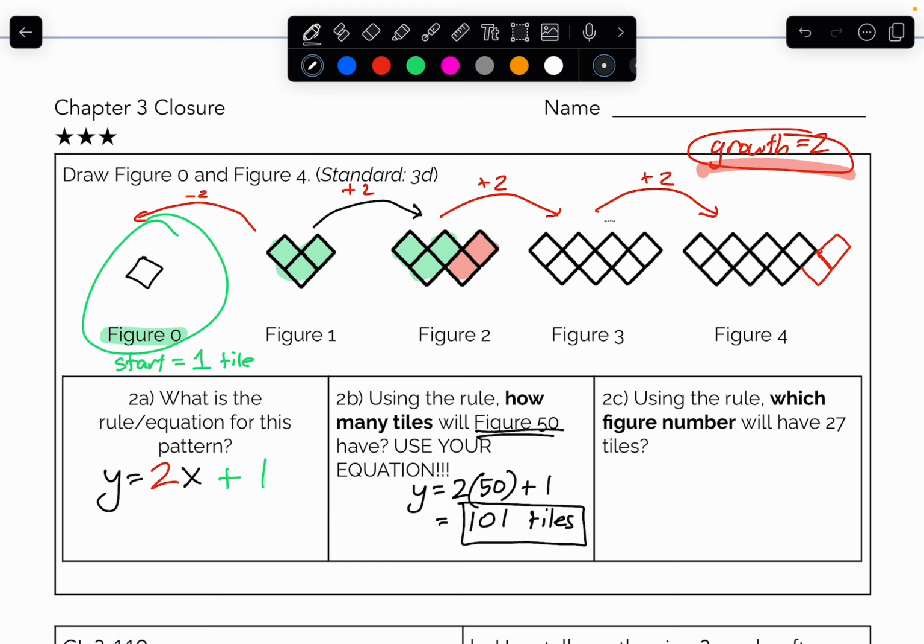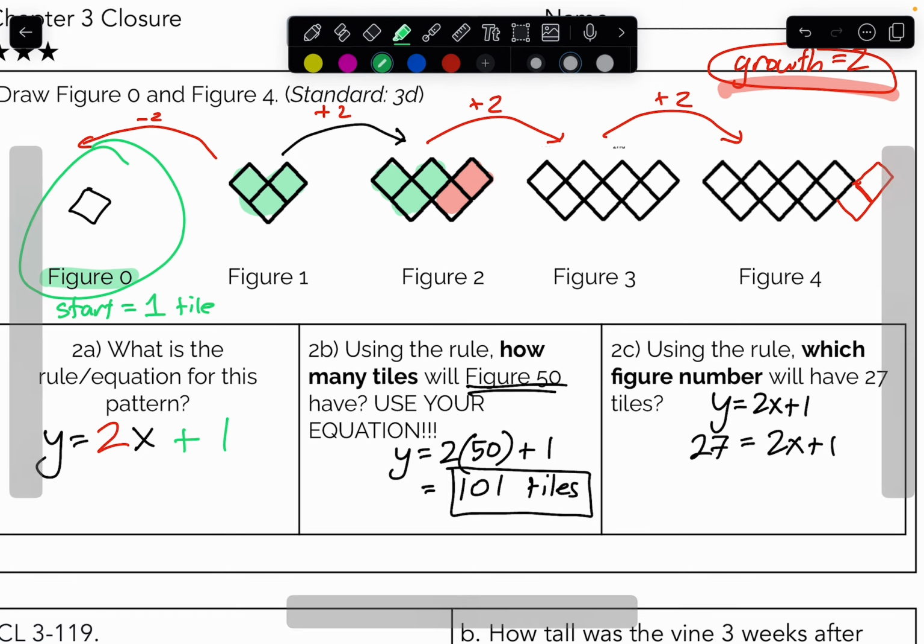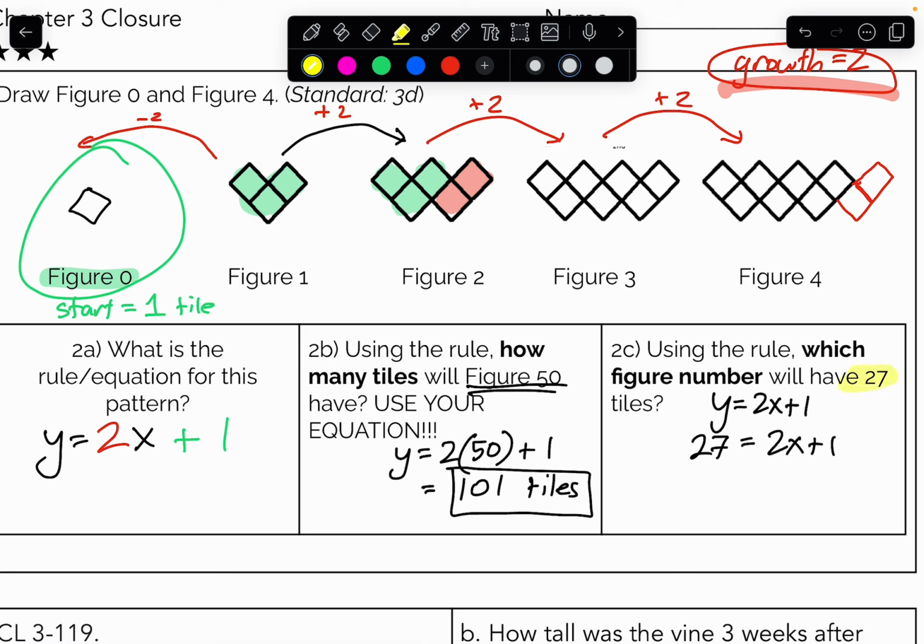Using your rule, which figure number will have 27 tiles? So you can take your equation, 2x plus 1, and kind of guess and check. You can be like, oh, is it figure 13? Is it figure 22? What number would make sense to get 27 out? Otherwise, if 27 is your desired outcome, put 27 in for y, because y is the number of tiles.